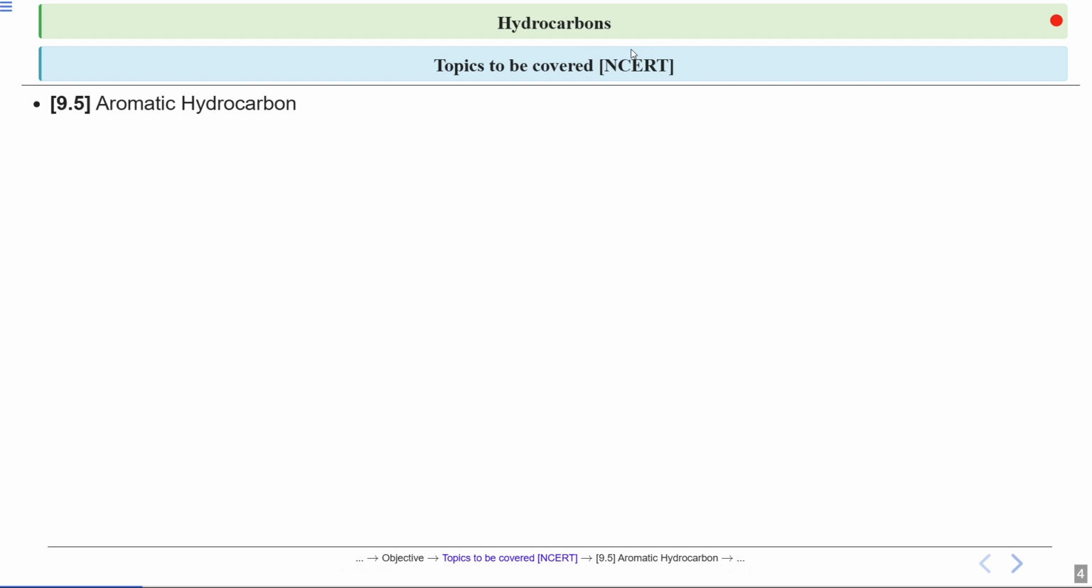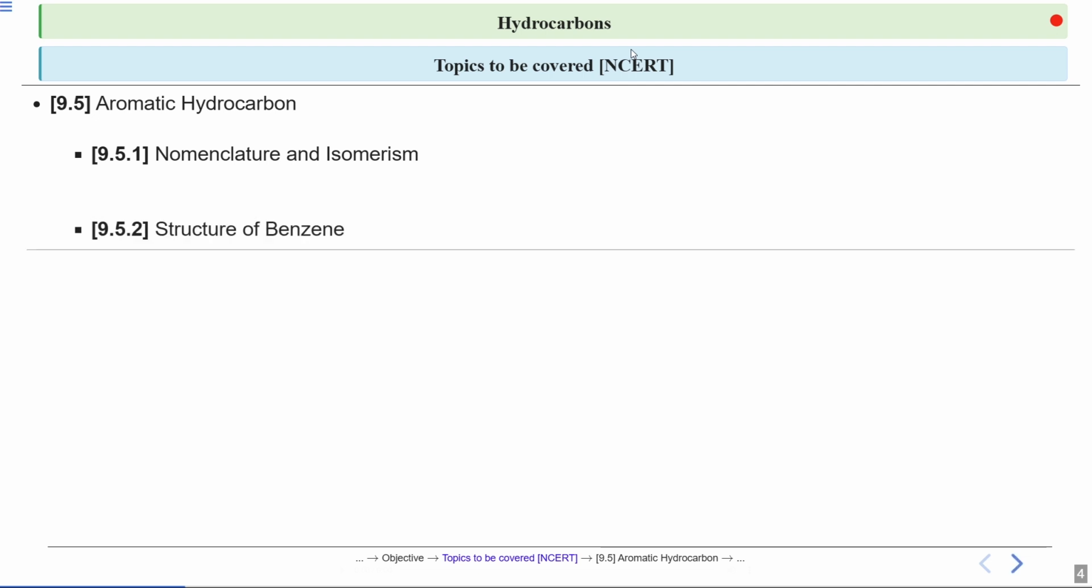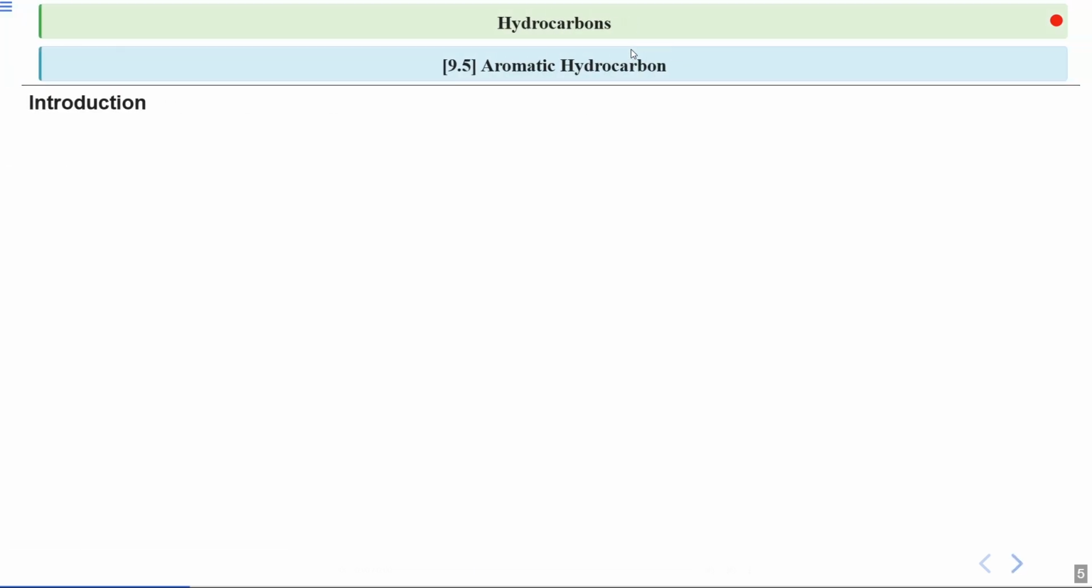Let us talk about the specific names of the NCERT section. Then it is 9.5 Aromatic Hydrocarbon, in which we will see the nomenclature and isomerism in 9.5.1, and in 9.5.2 we will see the structure of benzene. And after covering this lecture, we will do a short summary. So let us begin our discussion on aromatic hydrocarbon.